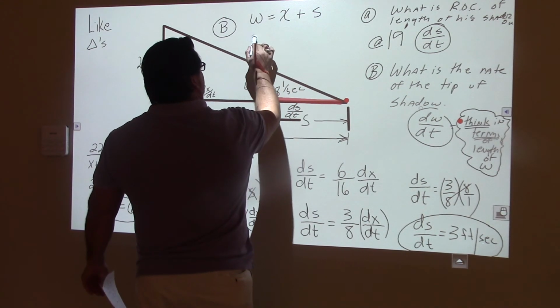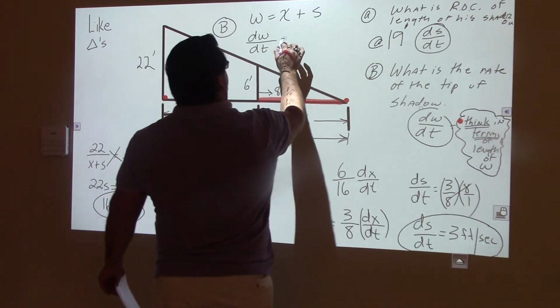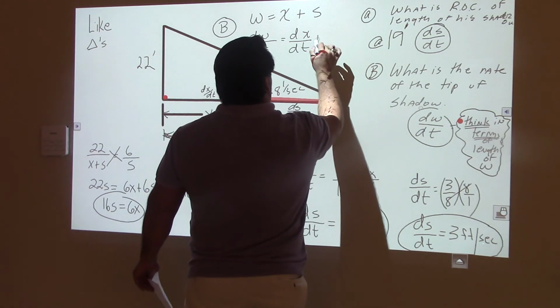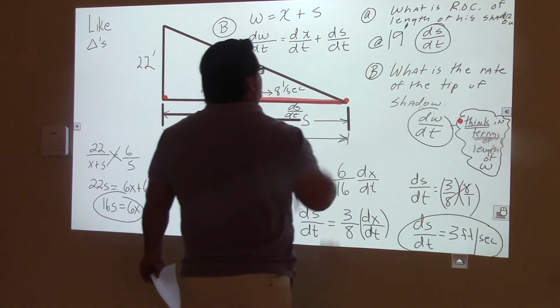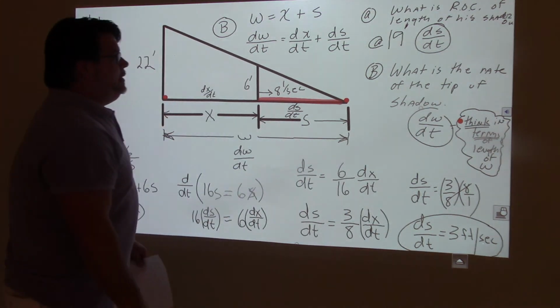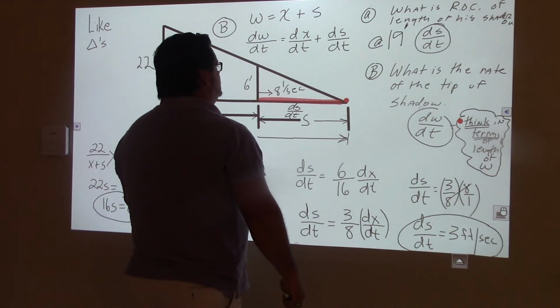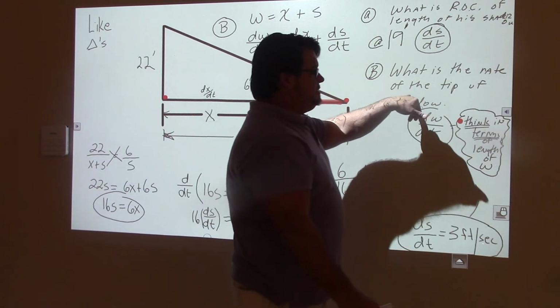And then dW/dt is equal to dx/dt plus what? And now what? Plug and chug. So every time you get an equation, you just take the derivative. Now it's asking for the second part, this is the tip.